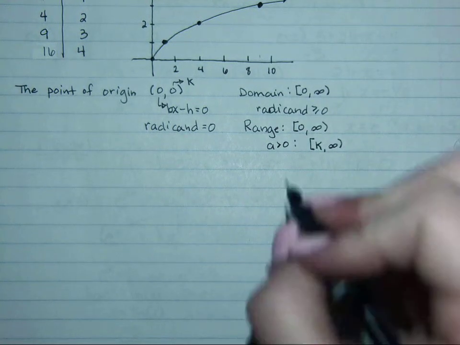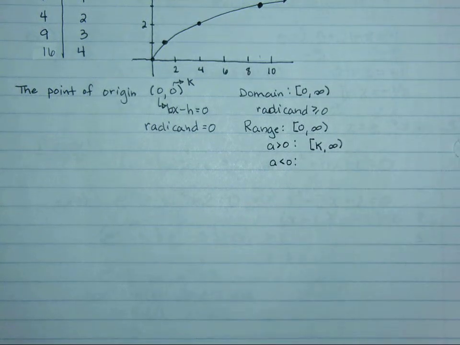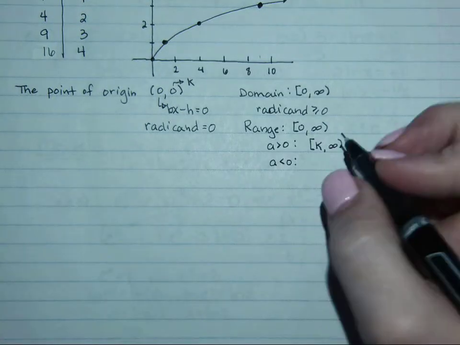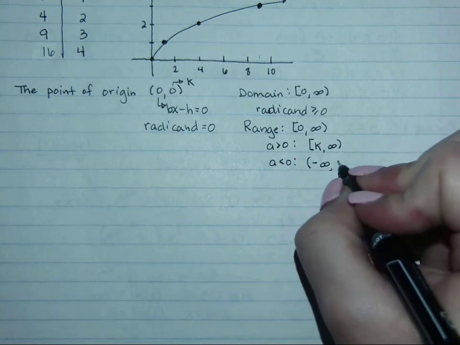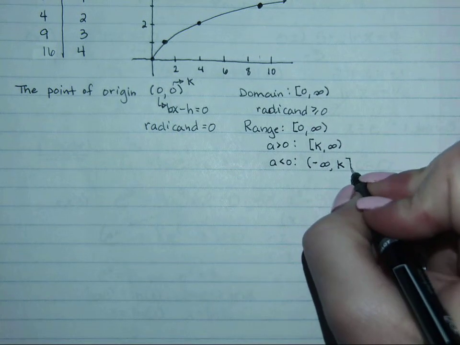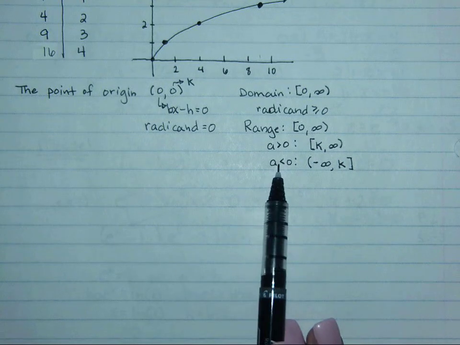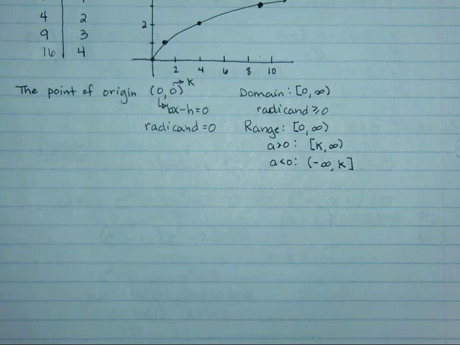If your a value is negative, then your graph is going to flip this way, and it's going to change your range to go from negative infinity up to k. So it's going to flip my range, and that's really important. So we have to now consider what happens with the a value when we're dealing with the range.